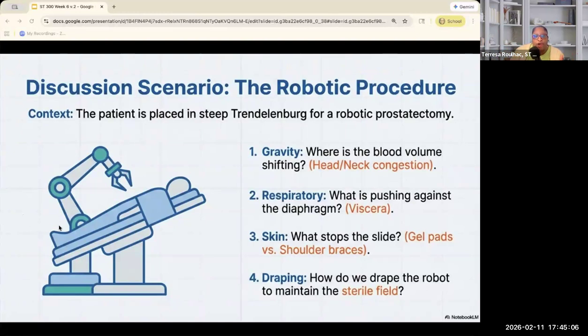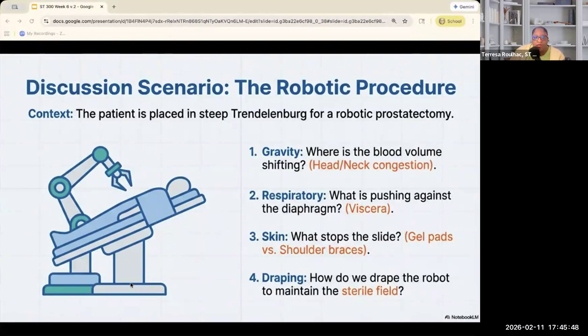We'll have a gel pad here. We'll have some shoulder braces just to keep the patient from sliding off the table, which means our draping is going to be customized for this particular procedure with this particular robot. Here we're talking about a prostatectomy. You see we're already in Trendelenburg. In steep Trendelenburg, we look at the blood volume shift. That's going to be one of the things we're looking at.